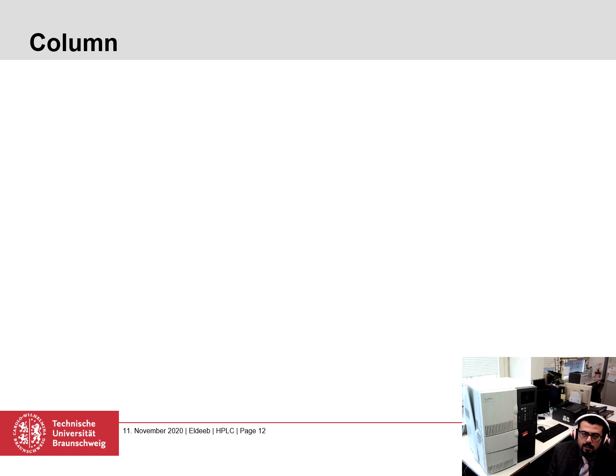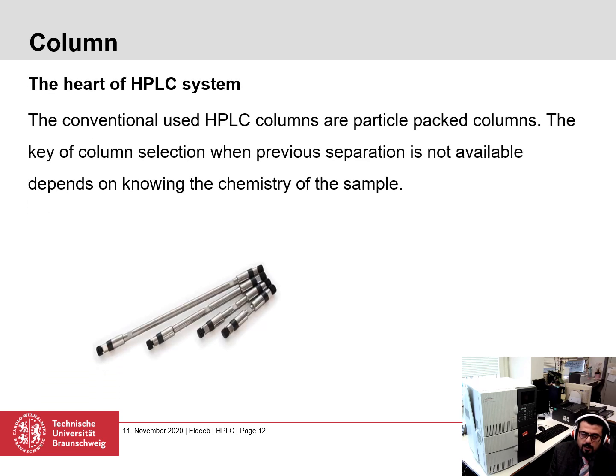And now about the column. The column is usually referred to as the heart of the HPLC system. In fact, it's the most important part of the HPLC system, and it's the part in which the real chromatographic process is taking place. So the components will separate inside the column, will be carried by the mobile phase and will interact with the stationary phase inside the column, and will separate and then leave the column individually to the detector. The column is usually placed in a column oven.